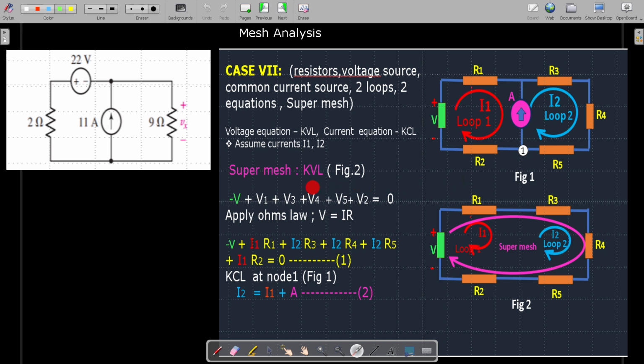Even though it is a super mesh, we are going to apply Kirchhoff's voltage law. So first we need to form a voltage equation. You know voltage equation means the summation of the voltages is equal to 0, isn't it? So we start from this bottom left corner and traverse through this path, then again here and then here, and then we end here. When you start from this path, you have this voltage source V available, but the entering point is with polarity minus. So you have to mark this as minus V.